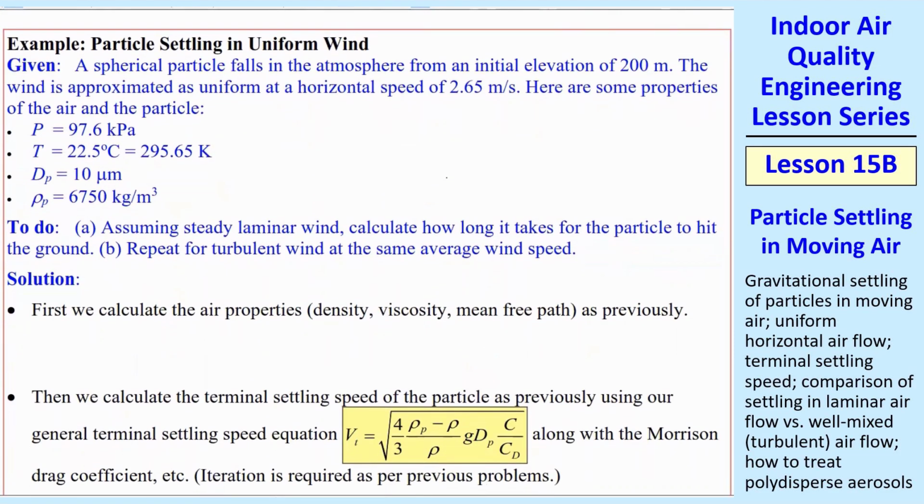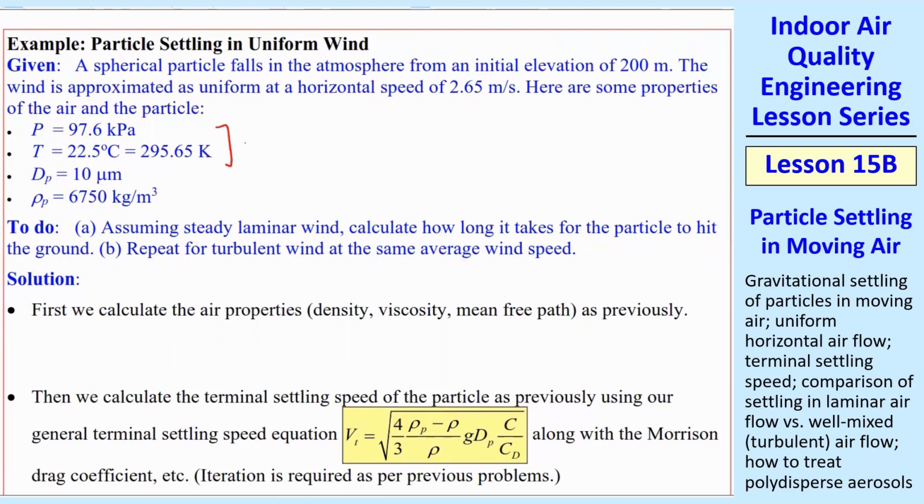Let's do a quick example. We have a particle settling in a uniform wind. Spherical particle starts at an elevation of 200 meters. The wind is given as 2.65 meters per second. And we have the pressure, temperature, dP and rho p. What we want to do is, for laminar wind, calculate how long it takes for the particle to hit the ground, and then repeat for turbulent wind at the same average wind speed.